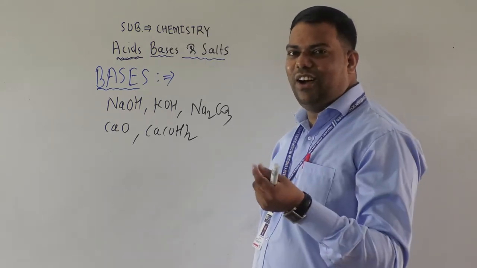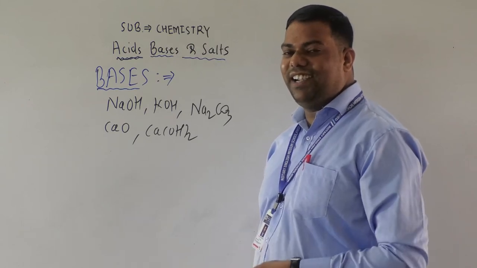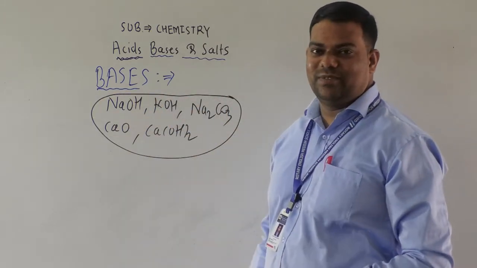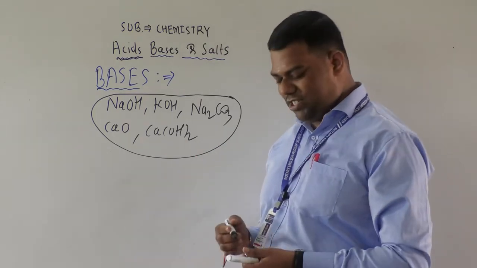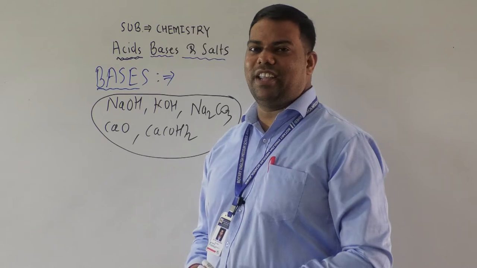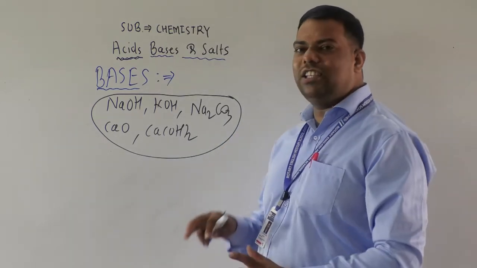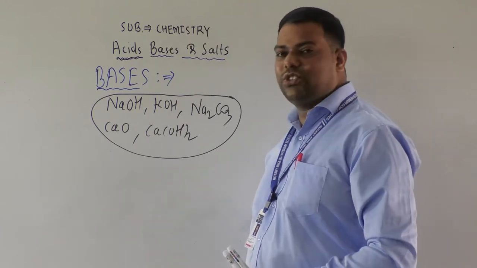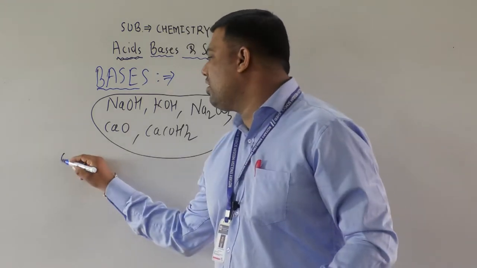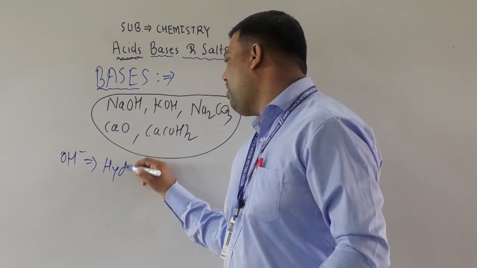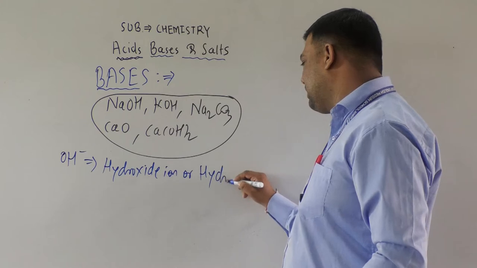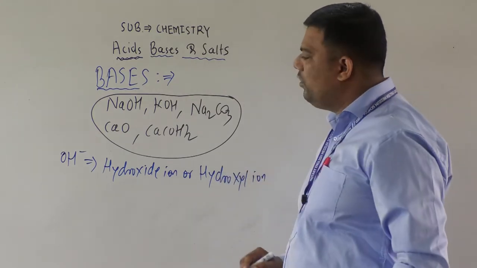These bases, as you know, are slippery to touch and bitter in taste, and almost all these bases change the color of litmus from red to blue. So these are some basic properties, understood? Generally all these bases, when in aqueous solution, produce hydroxyl ions, OH minus. We call it hydroxide ion, or hydroxyl ion, this OH minus.